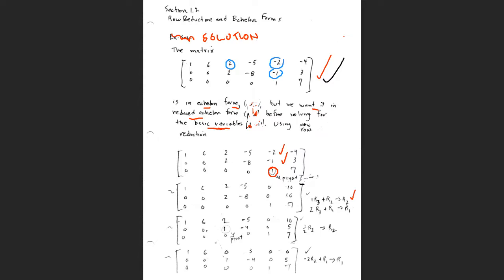And it's all so I can get a 0 where that -1 is. To get a 0 where the -2 is, I'm going to multiply the third row by 2 and add it to row 1, and then replace row 1 with that resulting row.